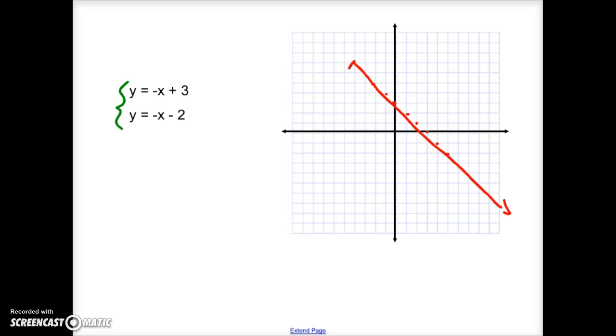Once again, I'm going to do lots of points, hopefully trying to get straight lines. Not real good in this case. Hope you guys can use your imagination, make it look straight. Second equation starting at -2. Once again, the slope is -1.